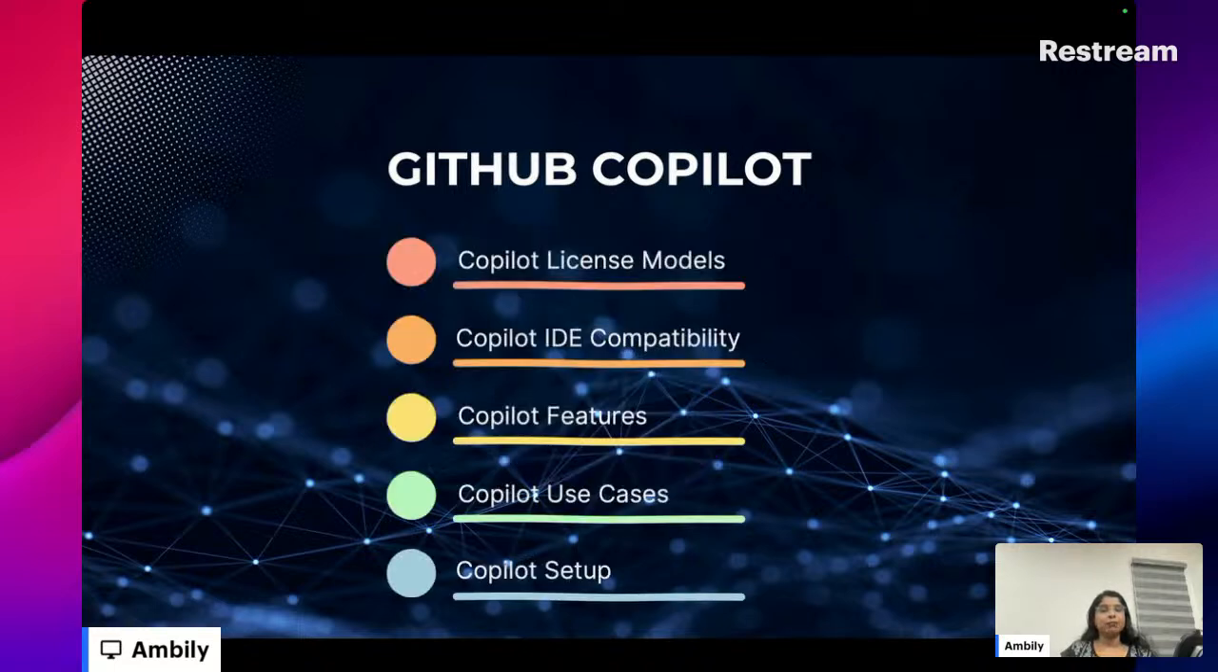Starting with GitHub Copilot, the license models we will look into. There are multiple license. Obviously, all the AI assistants have their own license models. You need to understand that first to start the model or start the tool exploration. Then which all IDE is compatible, the features, use cases, then start the setup. This is the agenda for today.